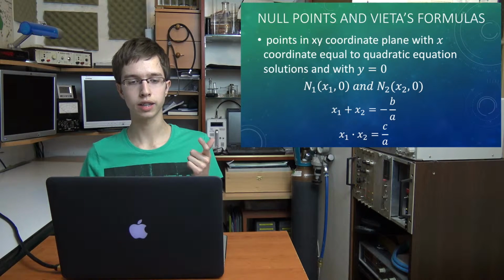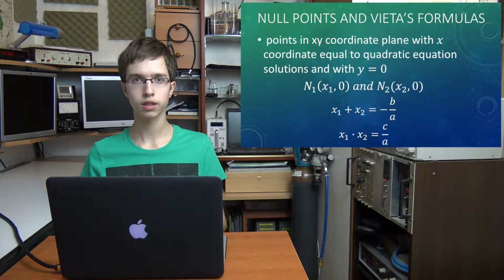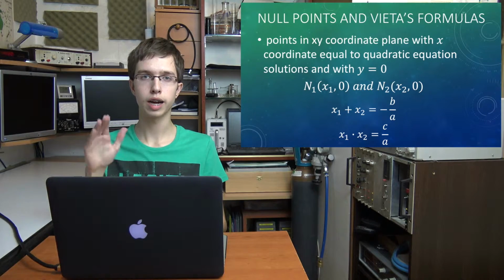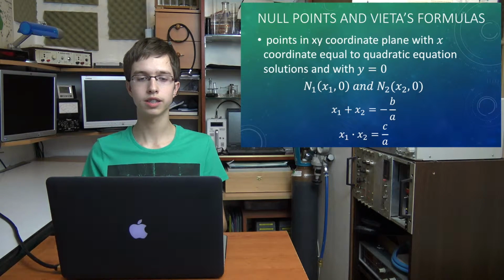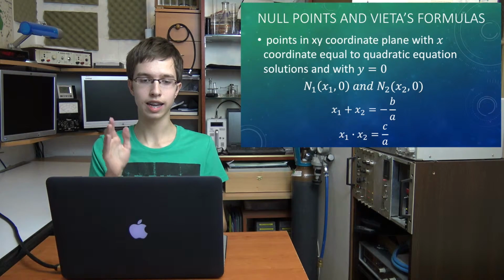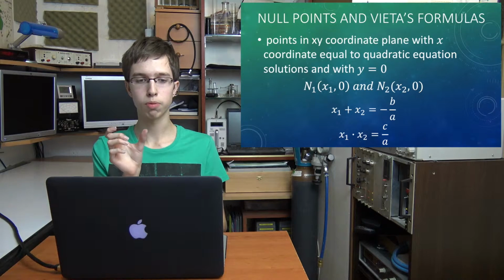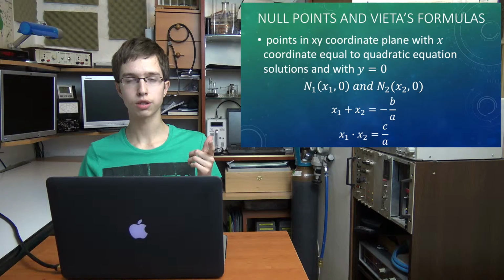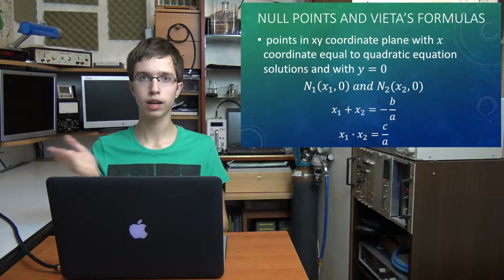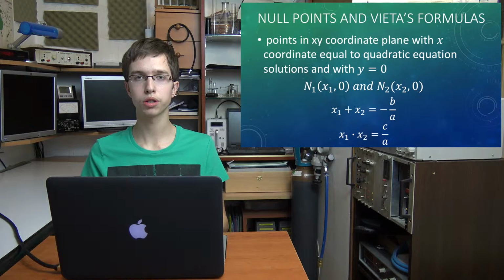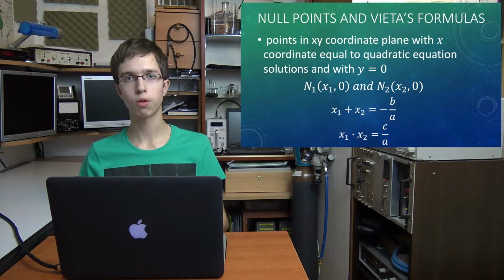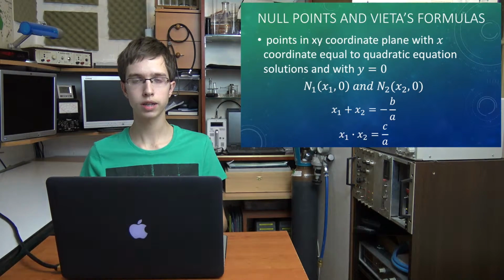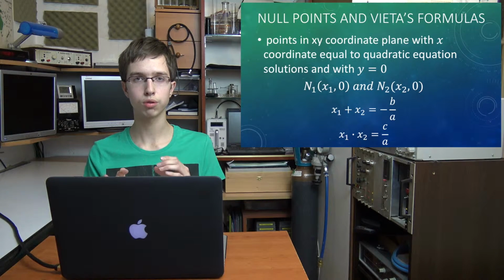For example, n1 and n2 are the null points where the graph, so parabola, of quadratic function intersects x-axis. So where that parabola intersects x-axis, we have for that 2 points called null points, these two x coordinates x1 and x2, and they both lie on x-axis, so their y coordinate is equal to 0. The last two formulas are called Vieta's formulas, which combine x1 and x2, so both solutions of quadratic equation.